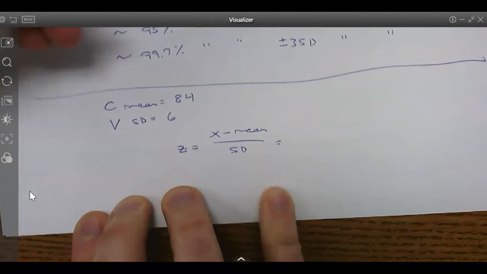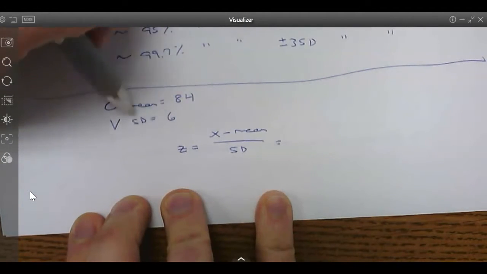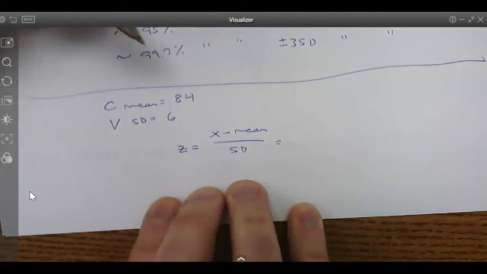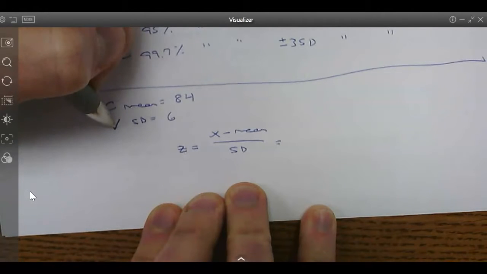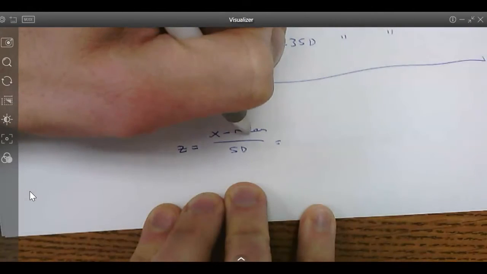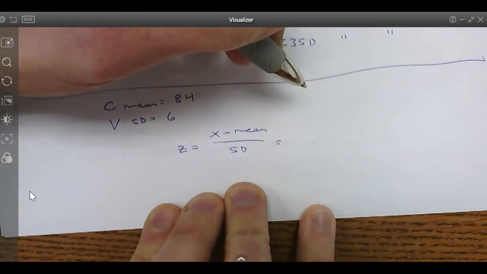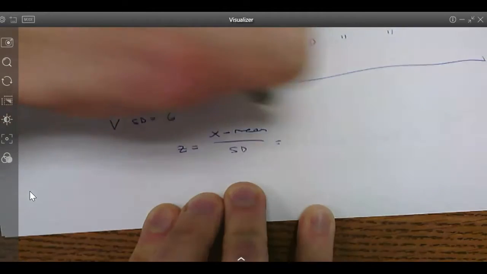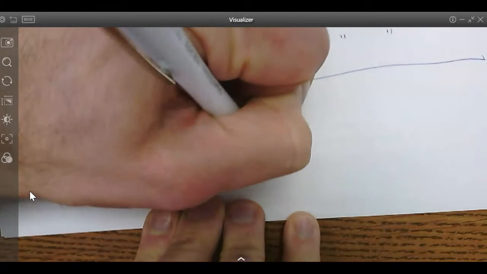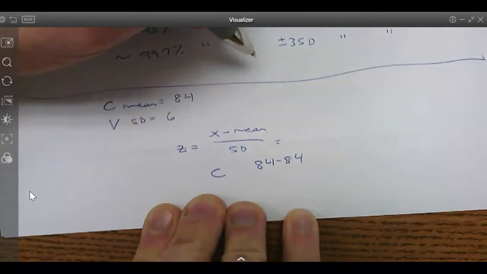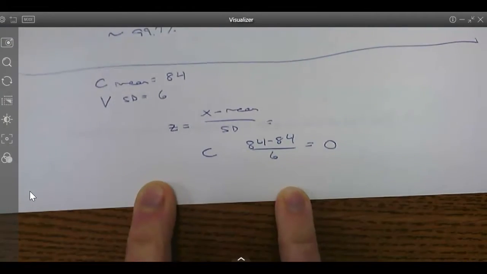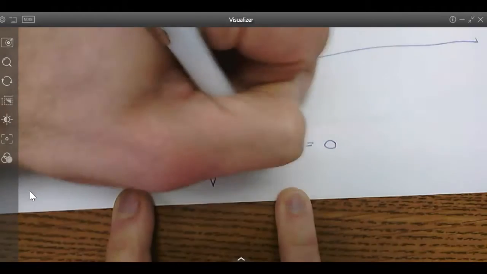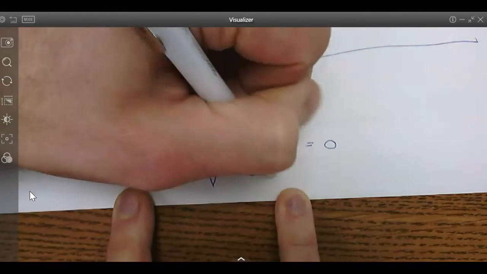So let me just give you some information here. Say we have a test, and the average for the class is 84, and the standard deviation is 6. The mean is a measure of center. The standard deviation is a measure of variability. So if I subtract the mean and divide by the standard deviation, a shift affects measures of center. So the new center would be 84 minus 84, and this new center would be 0. For the variability, 6, adding and subtracting does not affect the variability.